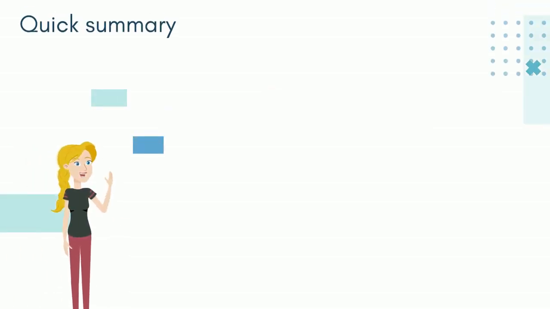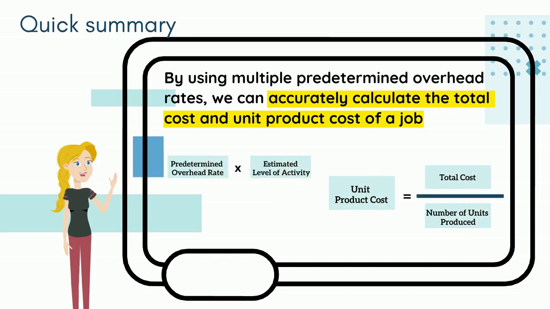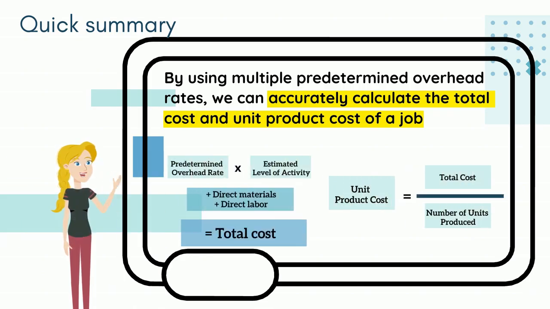By using multiple predetermined overhead rates, we can accurately calculate the total cost and unit product cost of a job. This information is crucial for making informed business decisions and ensuring profitability.